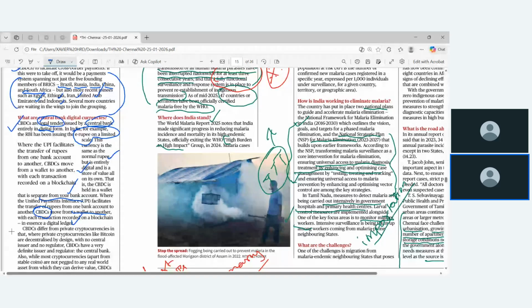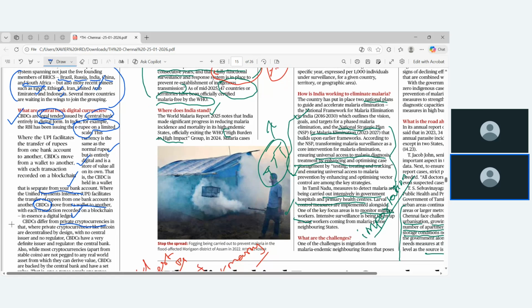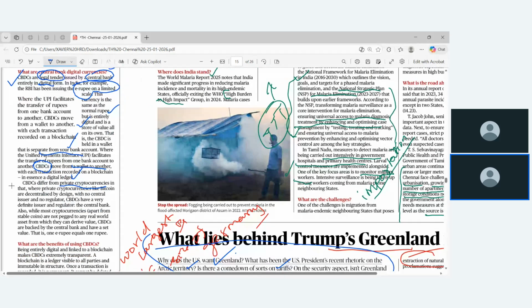So how does a central bank digital currency differ from private cryptocurrencies? Digital currencies already exist in the international market. So how is this currency different from other cryptocurrencies? The point is discussed here. Private cryptocurrencies like Bitcoin are decentralized by design, with no central issuer and no regulator. We already know this very well.